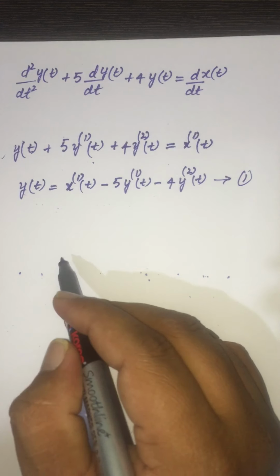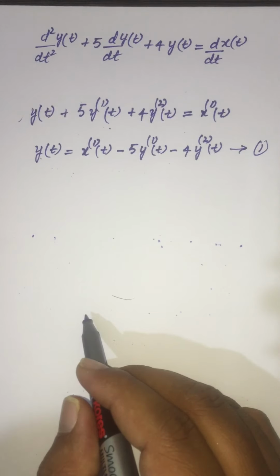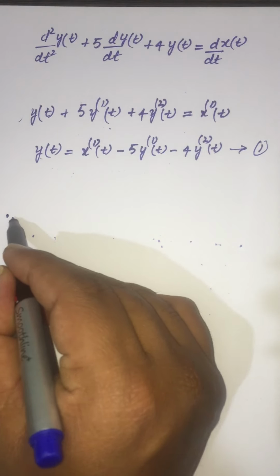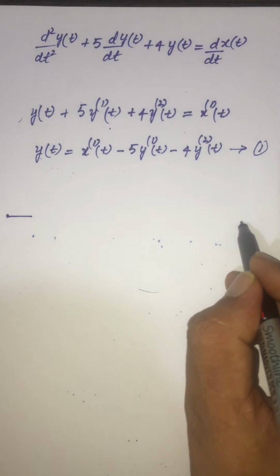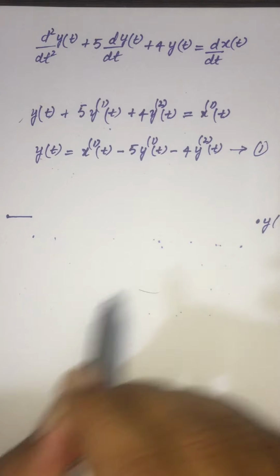Now I need to start drawing the direct form 1 and direct form 2 block diagram representation. Okay, direct form 1. Now tell me, input x of t should be there, and output y of t should be there, somewhere else here.